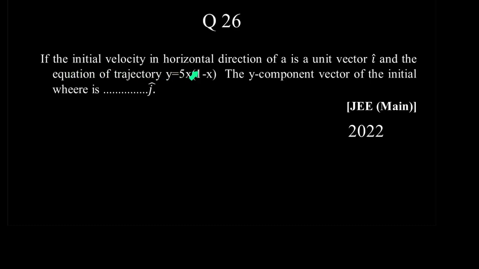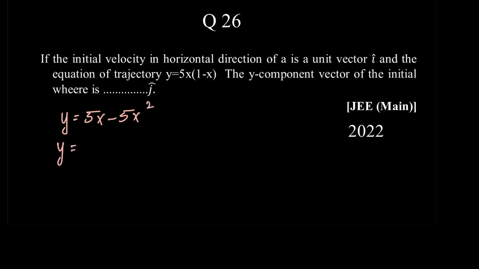If the initial velocity in the horizontal direction is a unit vector i and the equation of trajectory is 5x(1 minus x), find the y component vector of the initial velocity. I think I missed out many words in the question here, sorry. Anyway, the y component of the vector has been asked. What's given to us is the equation of trajectory, so the trajectory equation is 5x minus 5x square.